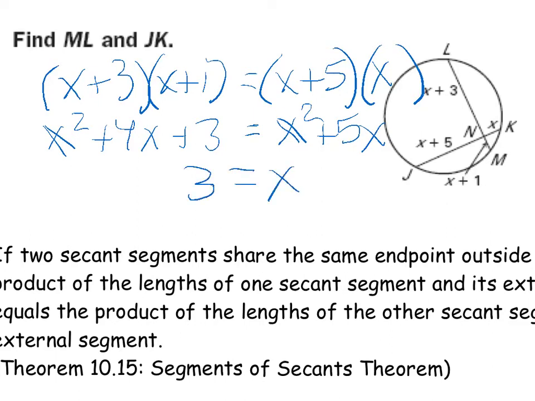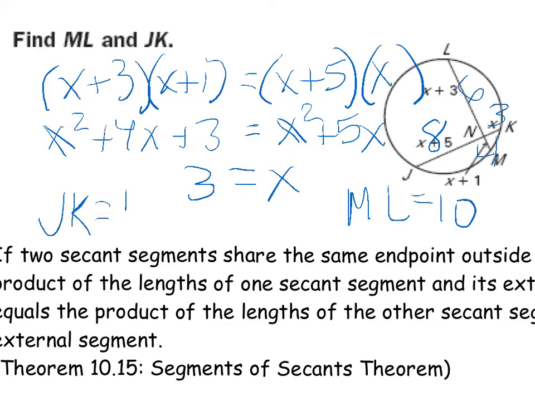But we're not done because it actually asks us to find ML. And ML is x plus 1 plus x plus 3. So 3 plus 3 is 6, so this segment is 6. 3 plus 1 is 4, so ML is 10. And then JK is 3 plus 5, so 8, plus just x, so 3, which means that JK is 11.